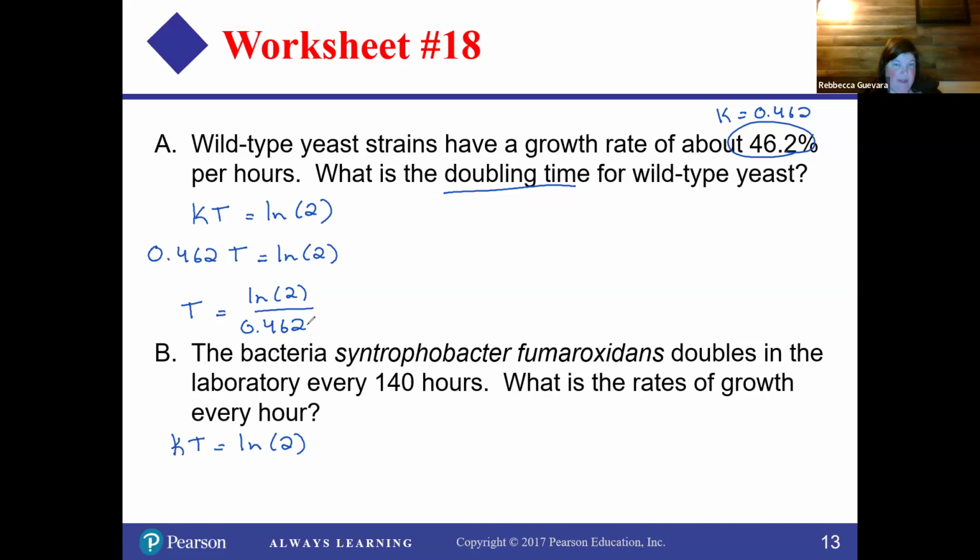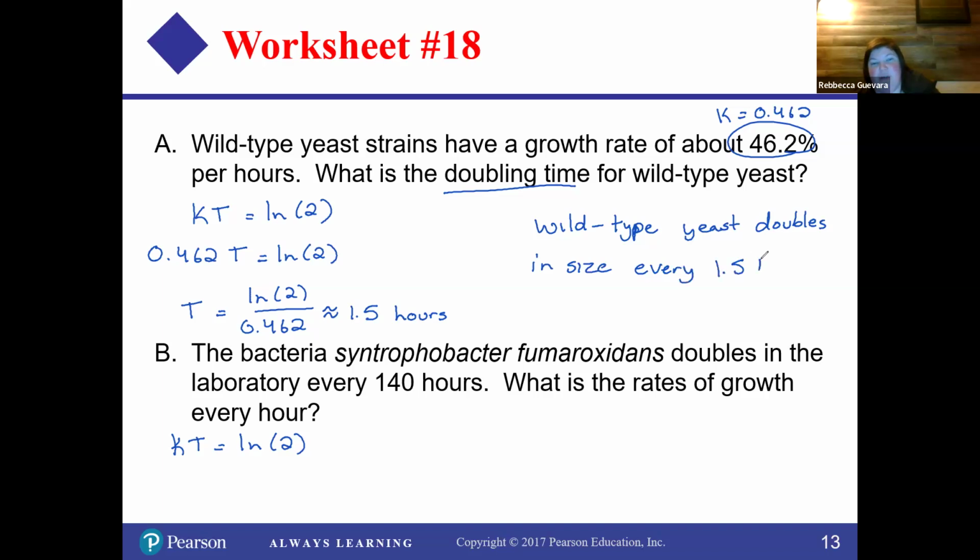Just a minute, I've got to put that back in my calculator because I accidentally erased it. And what we're getting here is the doubling time. This is hours, about 1.5 hours. The wild type yeast doubles in size or population roughly every 1.5 hours.